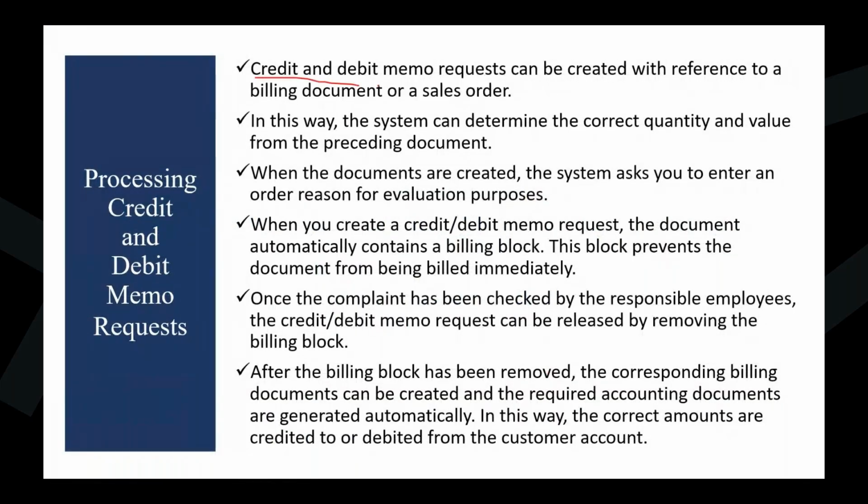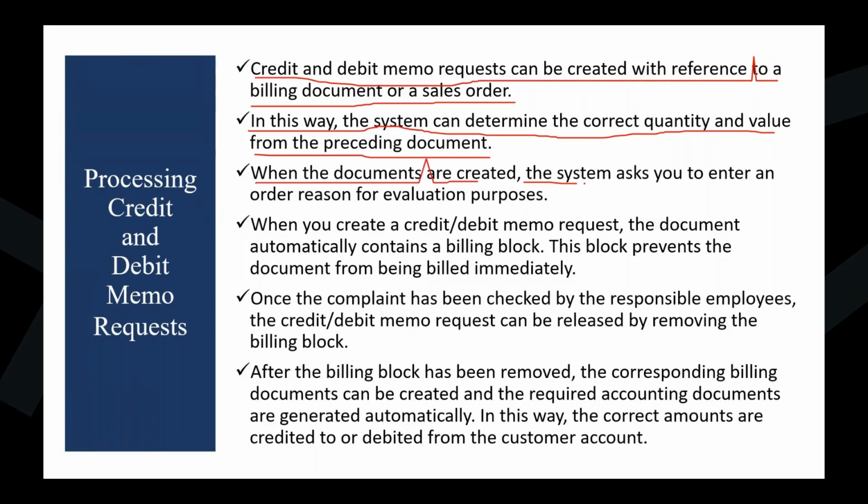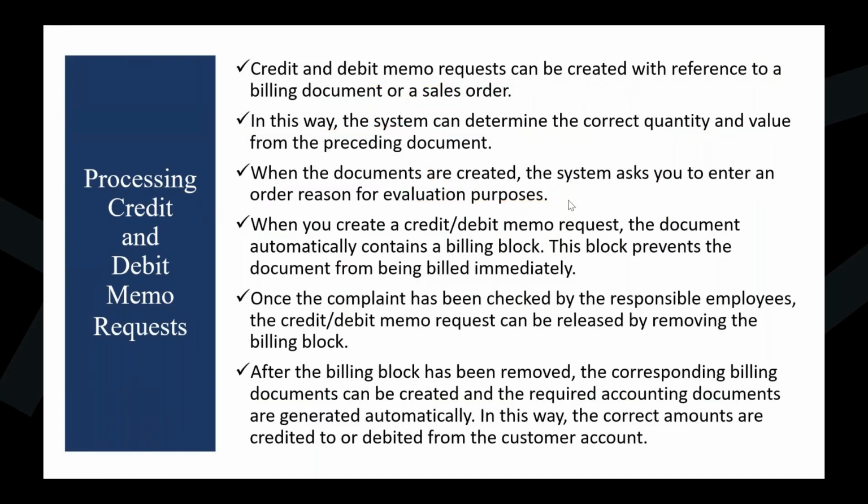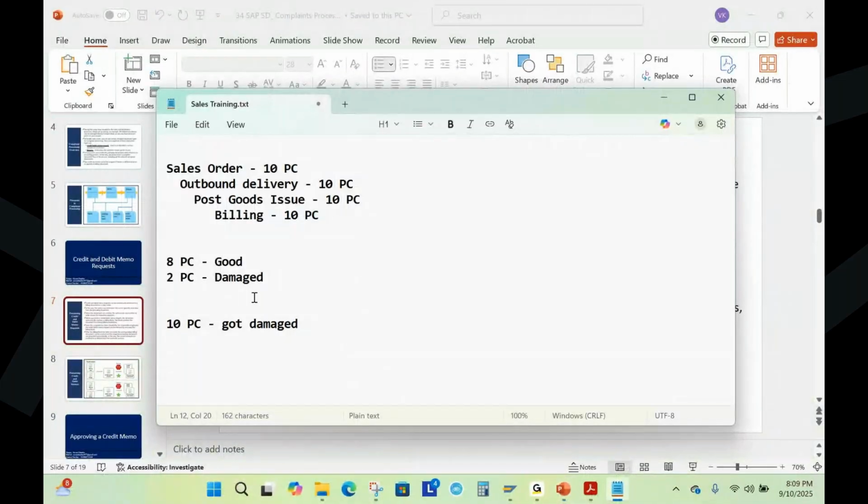Credit and debit memo requests can be created with reference to a billing document or a sales order. In this way, the system can determine the correct quantity and value from the preceding document. When the documents are created, the system asks you to enter an order reason for evaluation purposes. So let's go and create. Okay, so the scenario is like this.